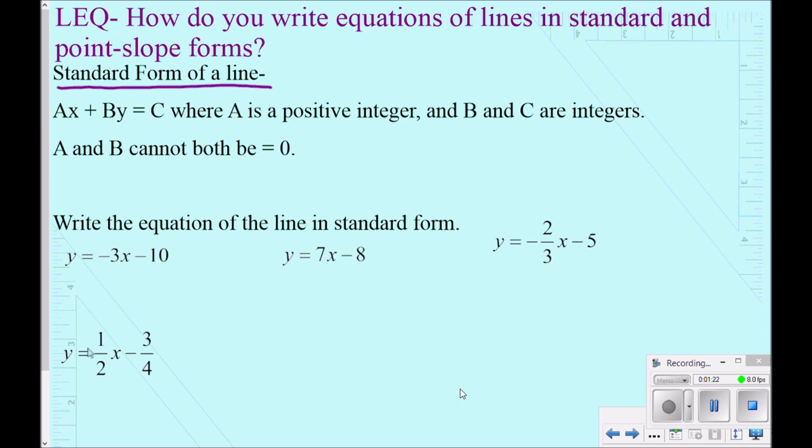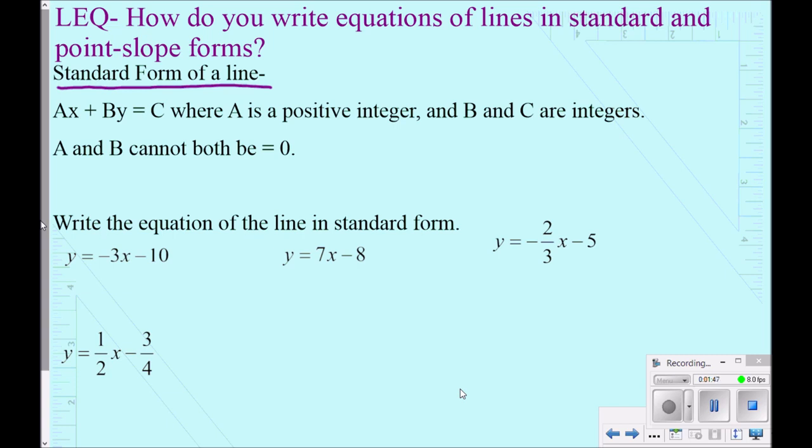Now there's a couple things about A. A has to be positive, and A has to be an integer. So no decimals are allowed, no fractions are allowed. And A, again, has to be positive. B and C, the number in front of the y and the number on the other side of the equation, have to be integers, but they don't necessarily have to be positive. Only the A has to be positive.